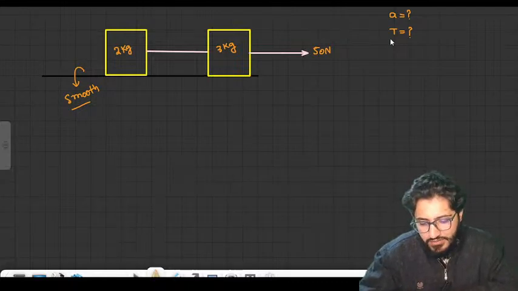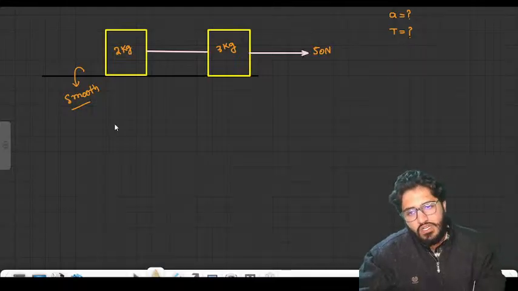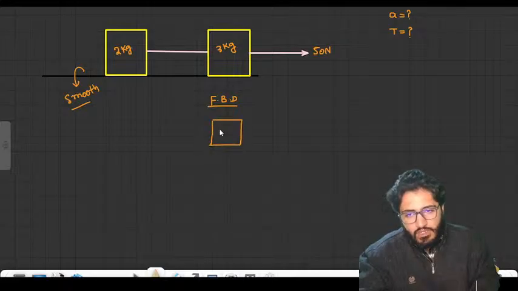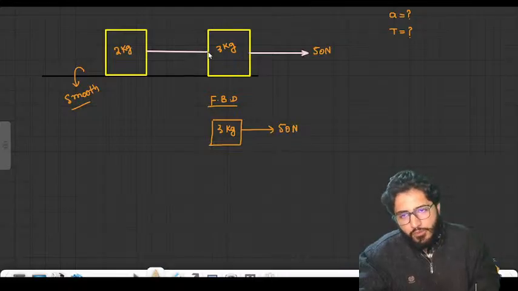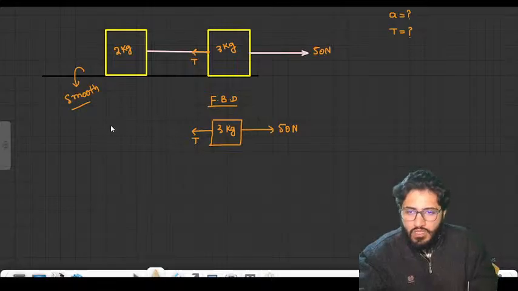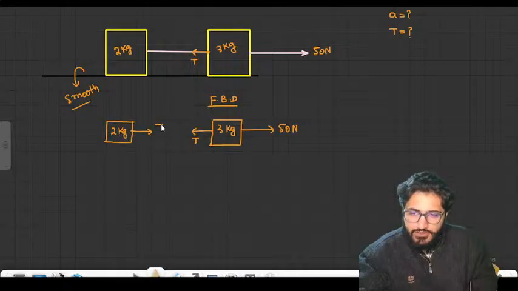Sir, how to find acceleration? We will firstly make the FBD. So this will be my 3 kg block. This is the 50 Newton force, and at this particular point, tension will be opposite. This will be my tension, so this is my tension T. If we talk about this box, it is of 2 kg and this will be my tension. Done?